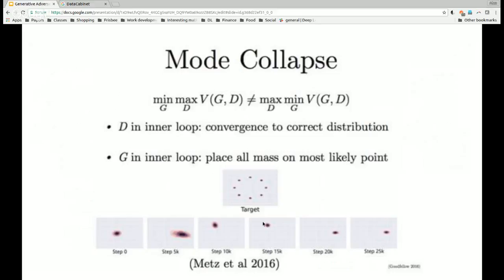But what you want in the end is this middle picture with all the dots, where it properly distributes the point mass. But because of mode collapse, at a certain point in training, it's going to collapse onto a certain area.